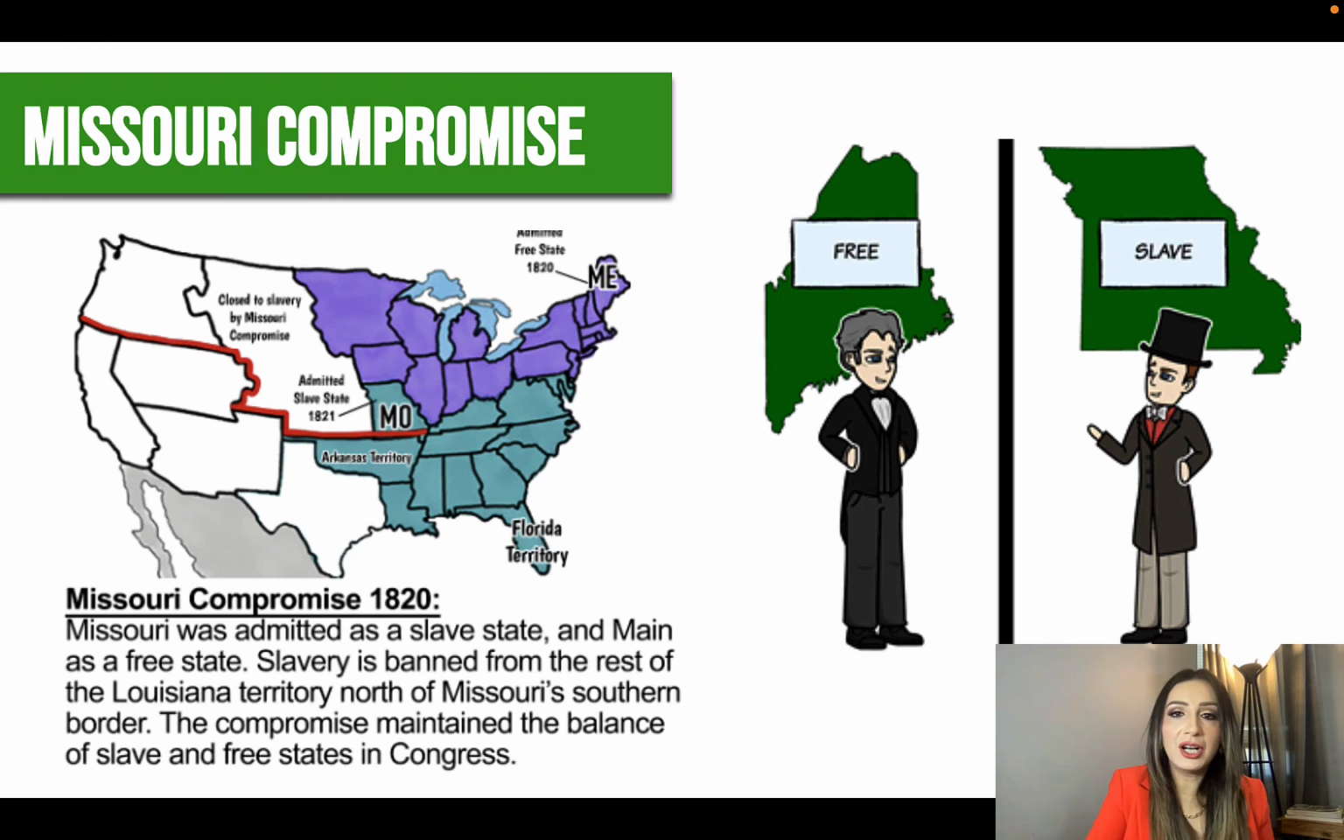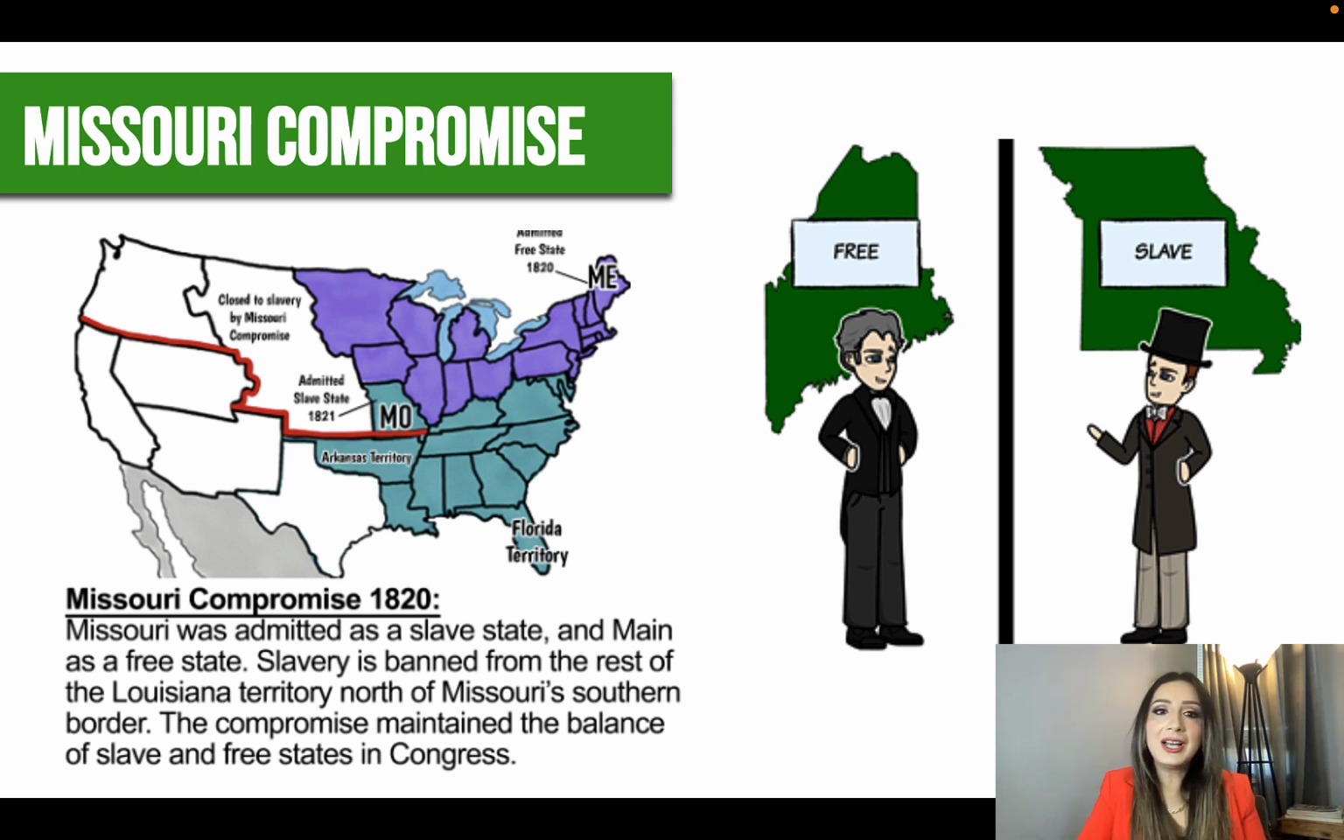The first compromise happened back in 1820. It is known as the Missouri Compromise. The issue was that the North had 11 free states. And when I say free states, that means slavery is not allowed there. And the South had 11 slave states. So that means slavery is allowed. So we were equal and balanced.